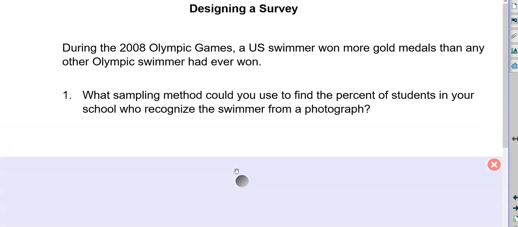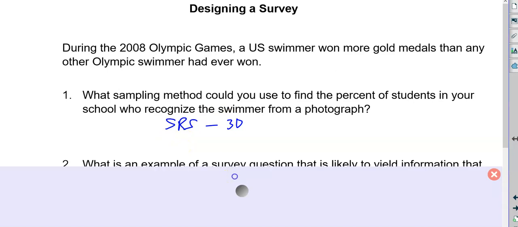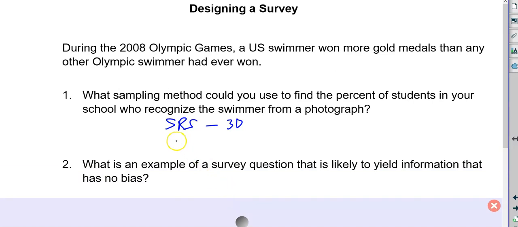So one way of doing that would be to put all the names in a hat, like a simple random sample. Put all the names in a hat and draw out 30 people and ask them the question about the photograph. So you randomly pick 30 people. Maybe you could stratify by grade. So you go to all the 9th grade classes and randomly select 10 people out of each grade's classes. That would be stratified. Those are really good ways to do things.